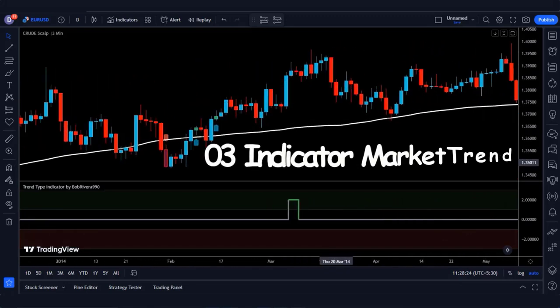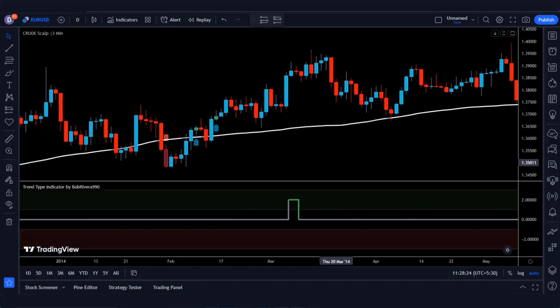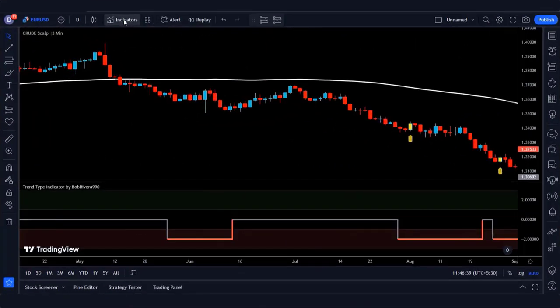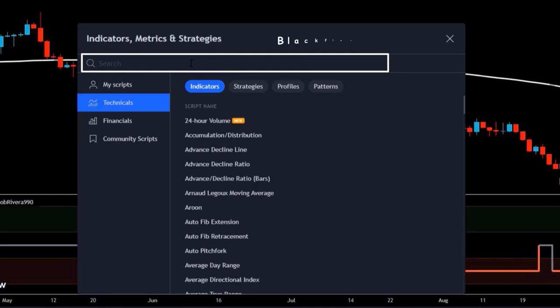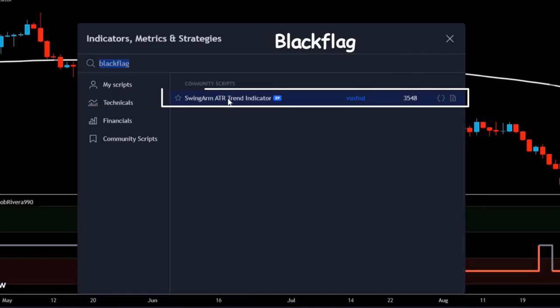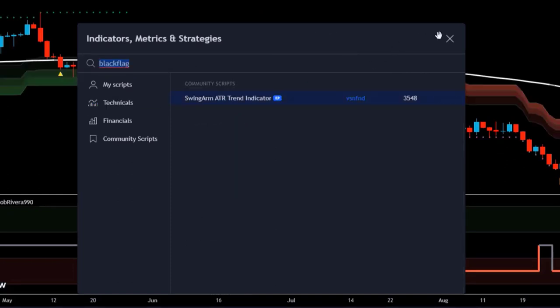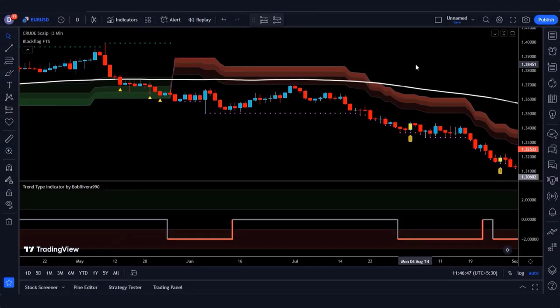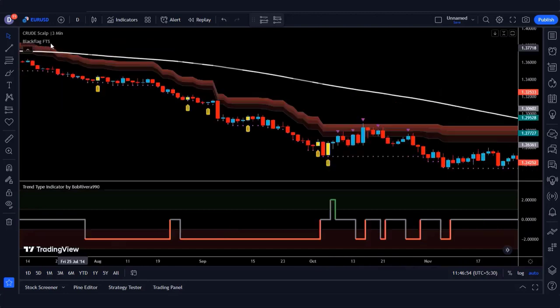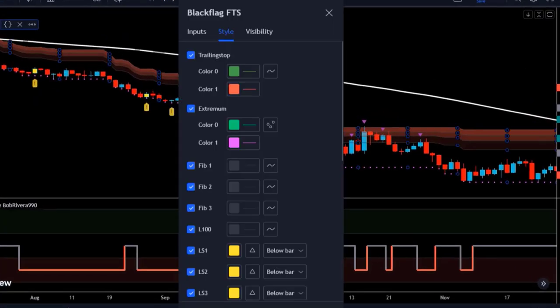In order to trade according to the trend of the market, it's better to add another indicator to this strategy and our setup. So I open the Indicators tab, search for black flag, and add the swing arm ATR trend indicator to my chart. You see that adding this indicator turns the chart into a mess. But no worries, we just need to open its settings.